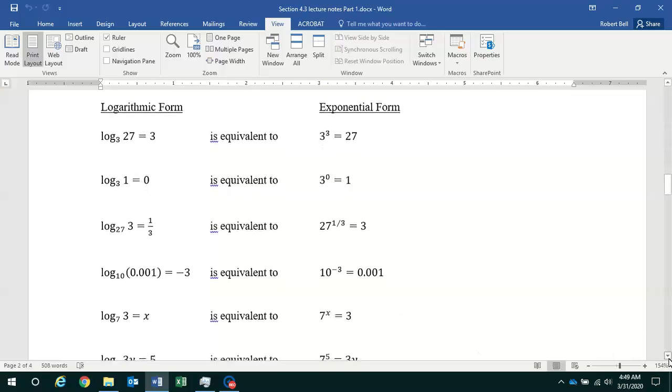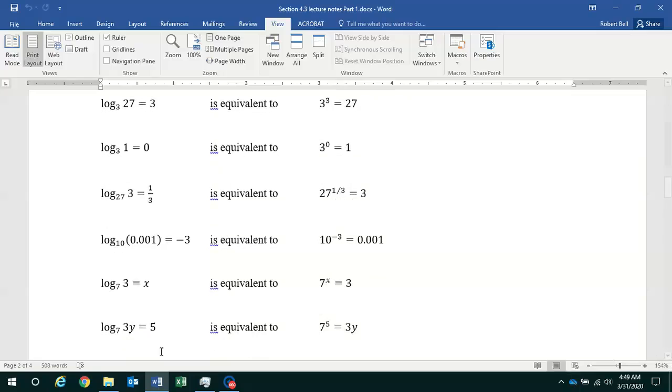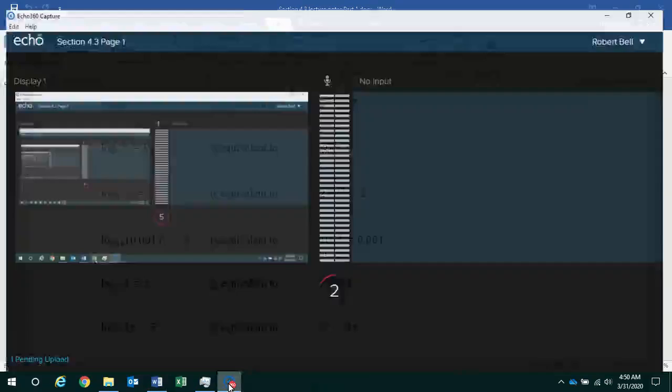And now we have a couple involving variables. Log base 7 of 3 is equal to x. 7 is the base, x is the exponent. So if this is a true statement, then 7 to the x power has to equal 3. And then we have log base 7 of 3y is equal to 5. 7 is the base, 5 is the exponent. If this is a true statement, then it must be true that 7 to the 5th power is equal to 3y.